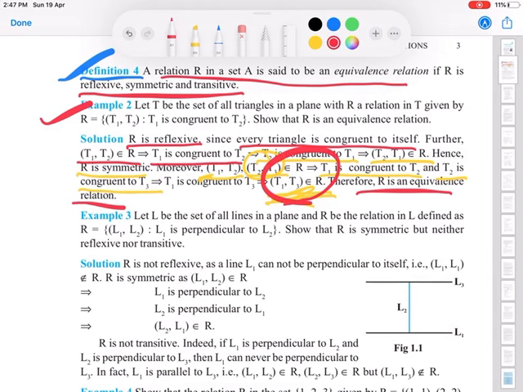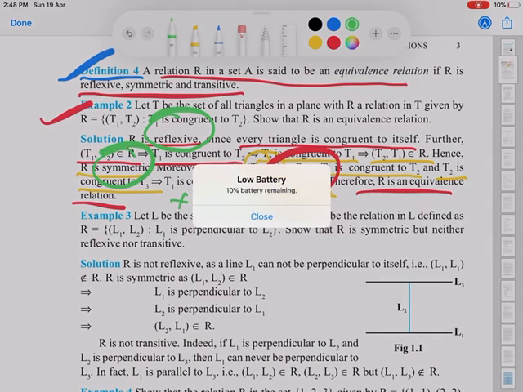Now using the same method, you can show that any of the relations is an equivalence relation. You have to show only three things here: reflexive, then symmetric, and then transitive. If we show these three things, then you show that the relation is an equivalence relation.